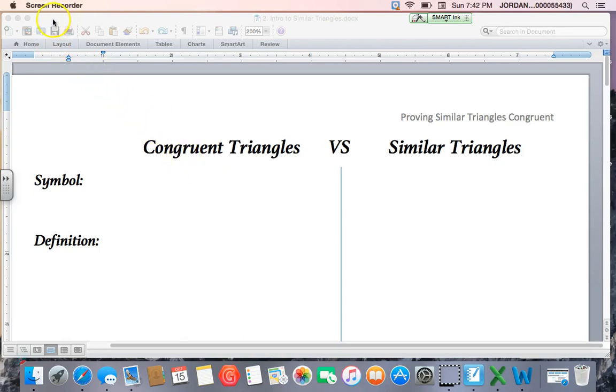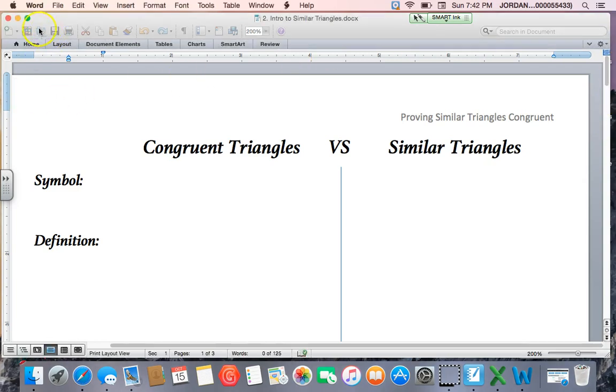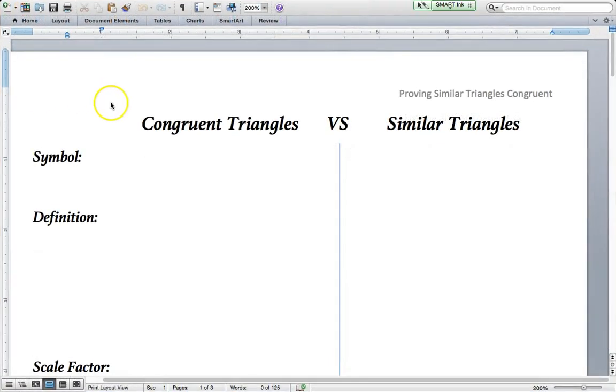Okay guys, so we're going to talk a little bit about proving similar triangles or congruent. So remember the stuff we did with congruent triangles with SSS and SAS and all those types of things. We're going to do something similar now, except we're doing it with similar triangles instead of congruent triangles. A couple things to remember, just to compare congruent and similar. The symbol for congruent, remember, is an equal sign with a tilde over top. The symbol for similar is just the tilde, no equals.